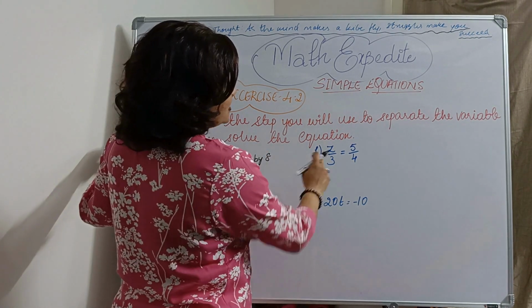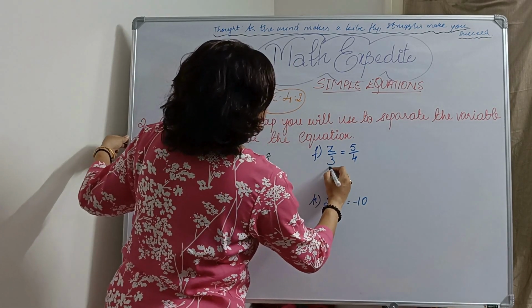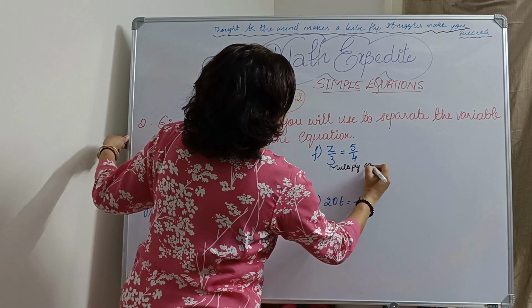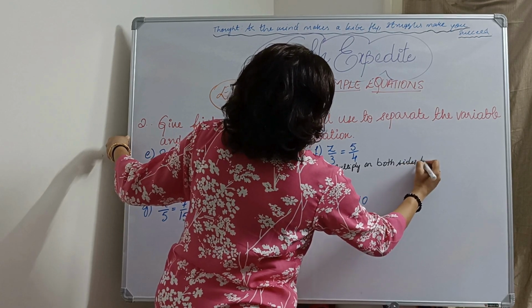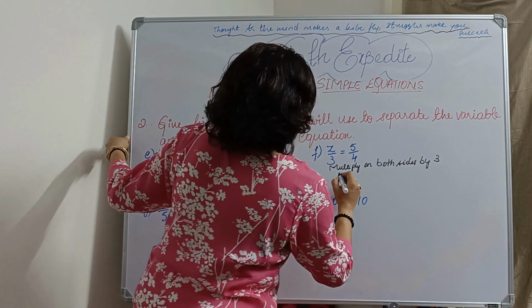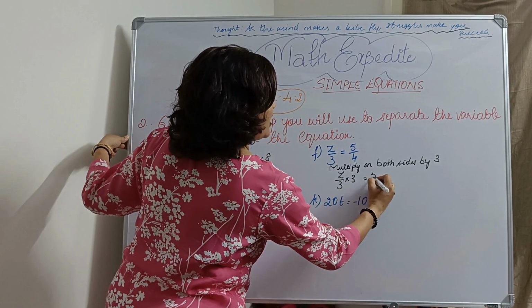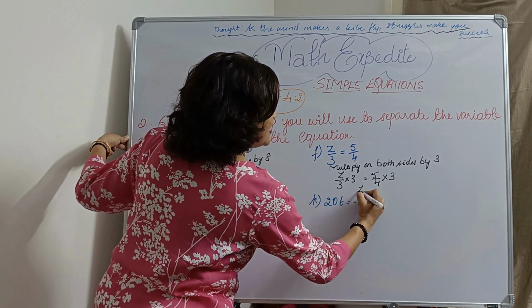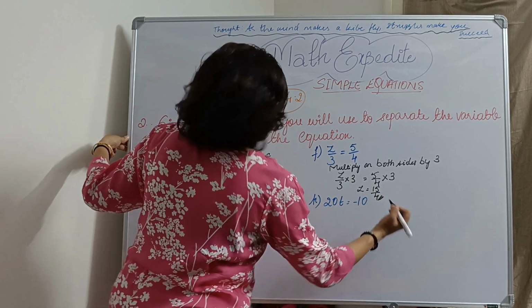Next one. z by 3 equals 5 by 4. So what are we doing here? Multiply on both sides by 3. z by 3 into 3 equals 5 by 4 into 3. 3 and 3 get cancelled. z equals 5 threes are 15, divided by 4.